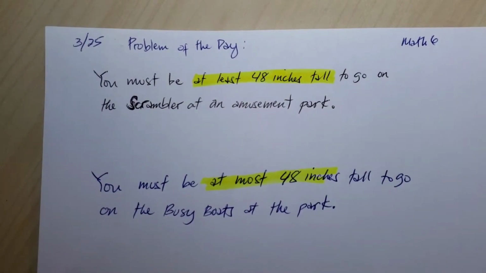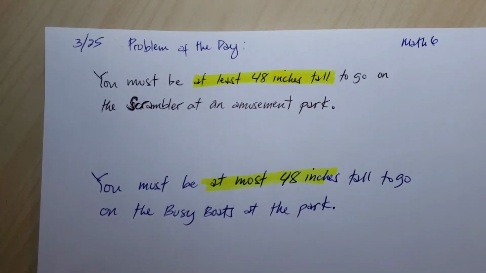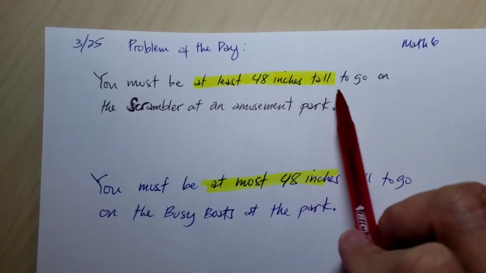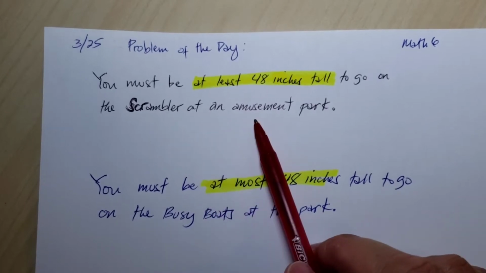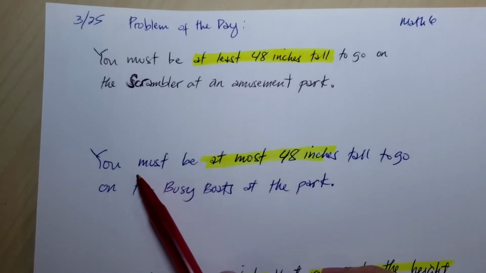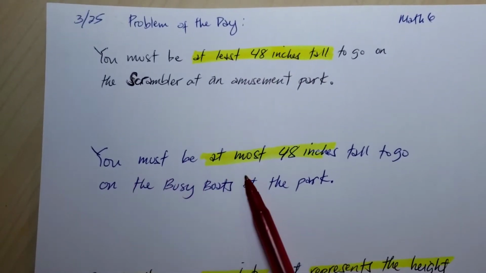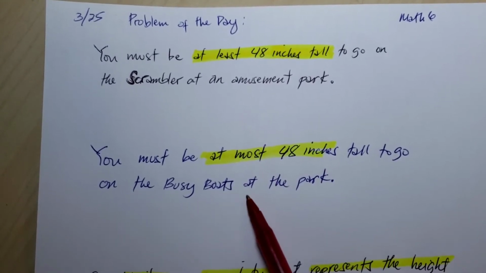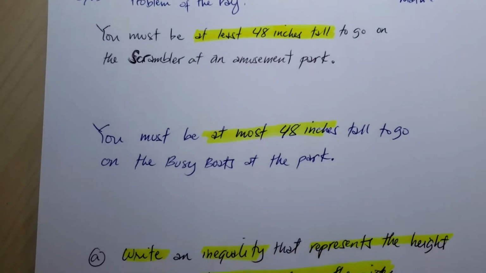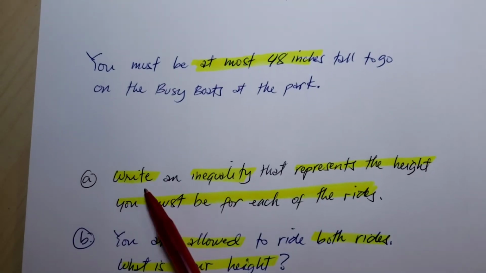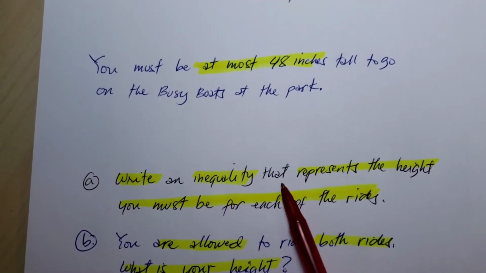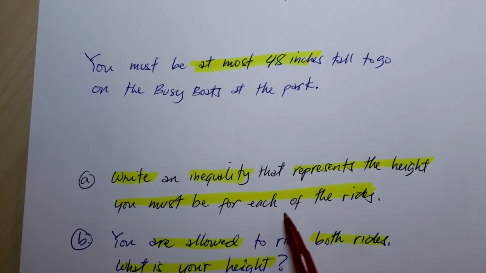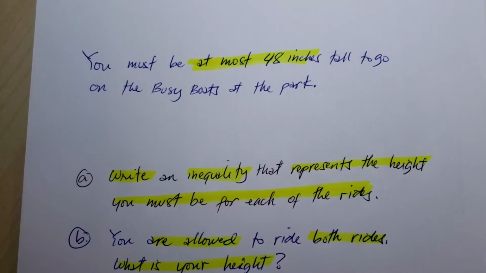Hello, students. So the problem of the day says that you must be at least 48 inches tall to go on a scrambler at an amusement park. And the other situation says you must be at most 48 inches tall to go on the busy boats at the park. Now, what we need to do is write an inequality that represents the height you must be for each ride. So let's do letter A first.